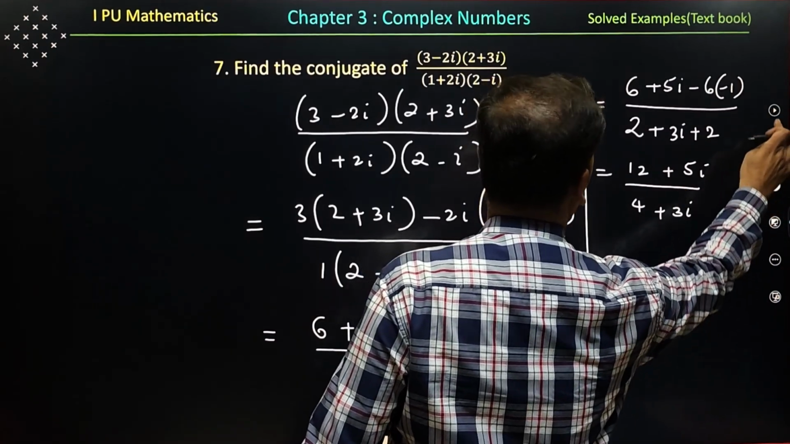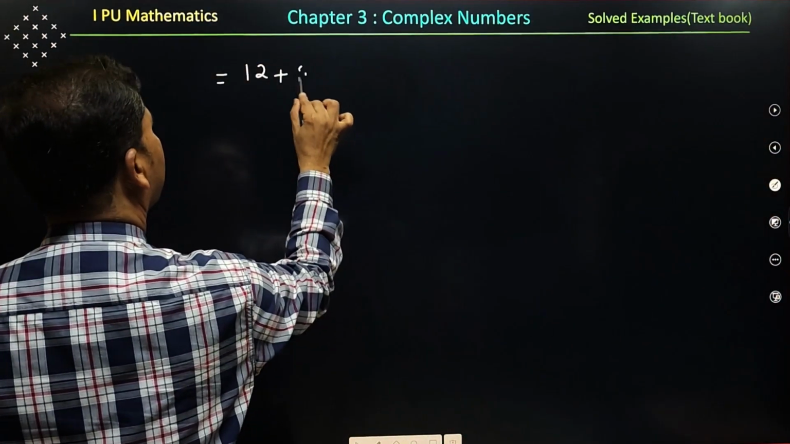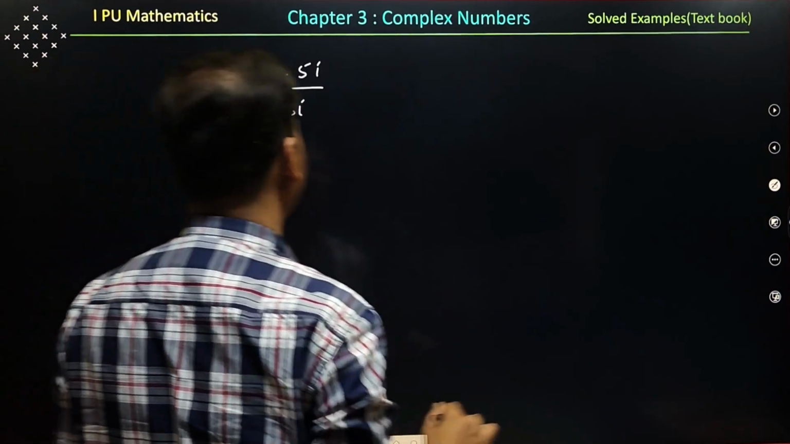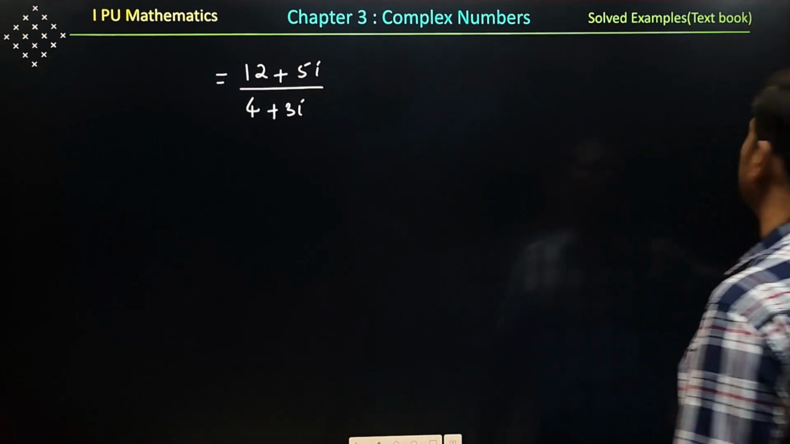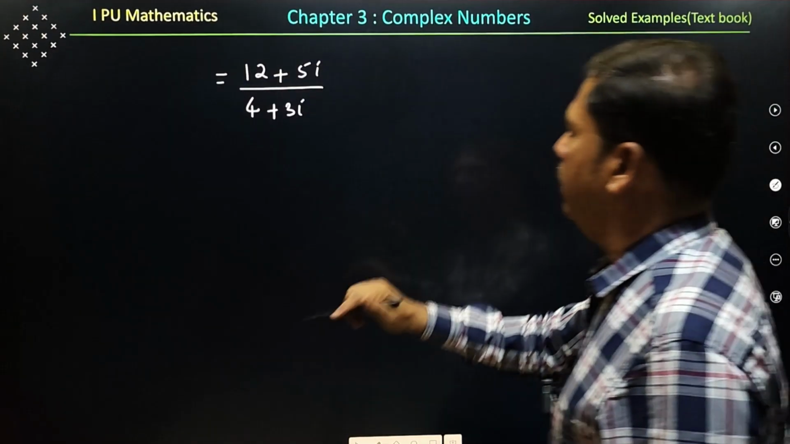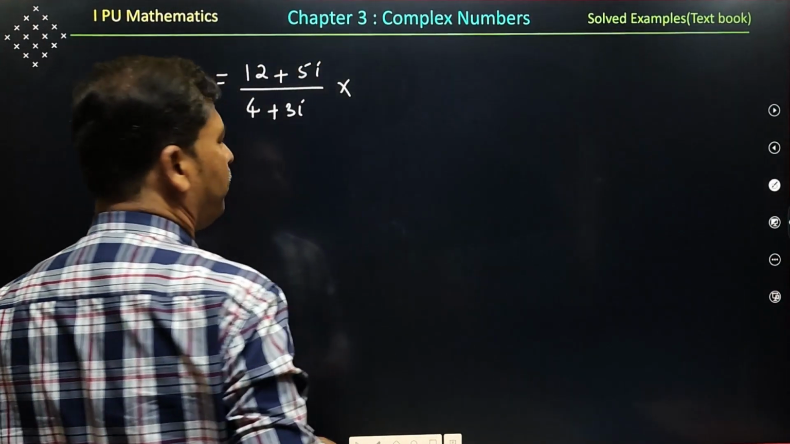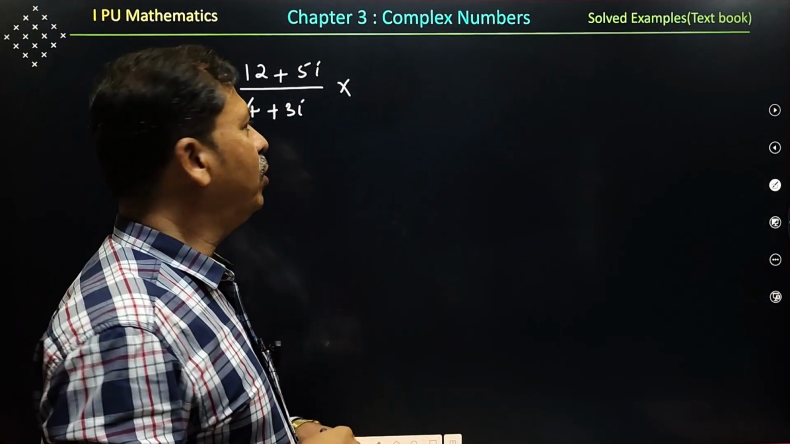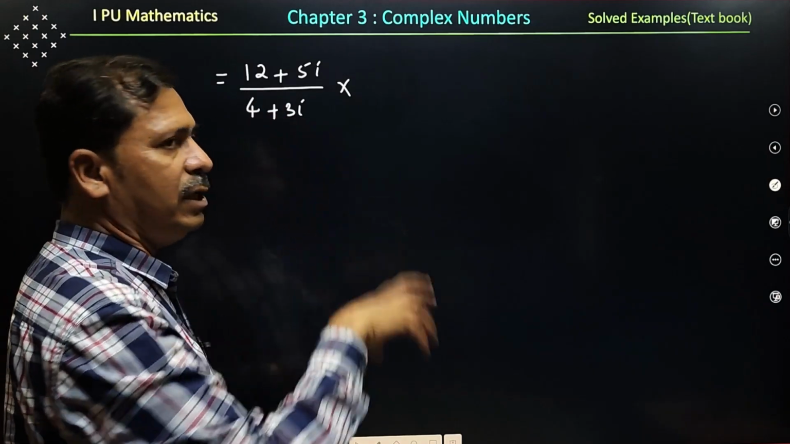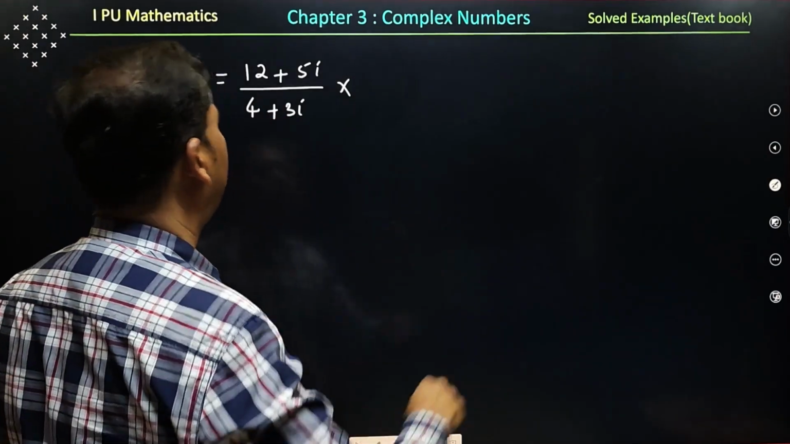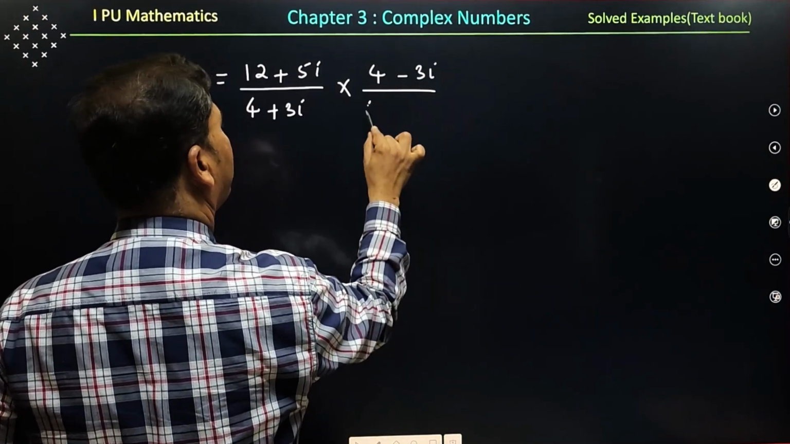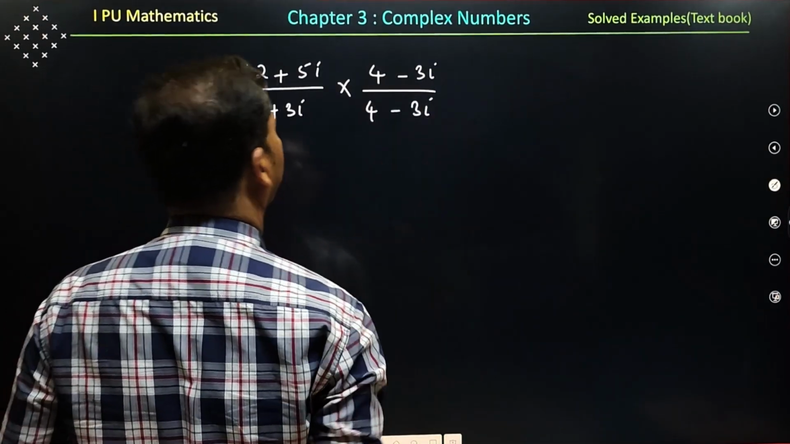12 plus 5i divided by 4 plus 3i. Let us multiply by the conjugate of the denominator so that the entire complex entity gets converted into x plus iy form. 4 minus 3i you take, divided by 4 minus 3i.